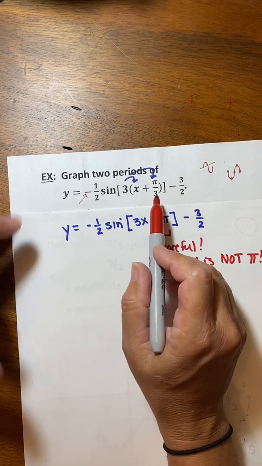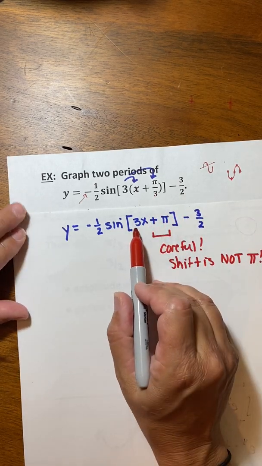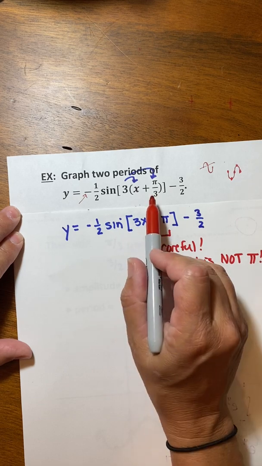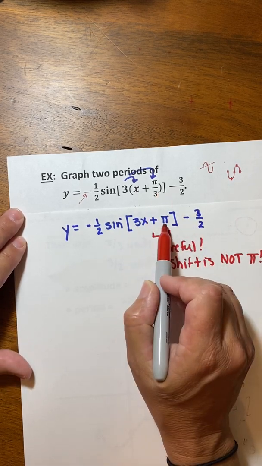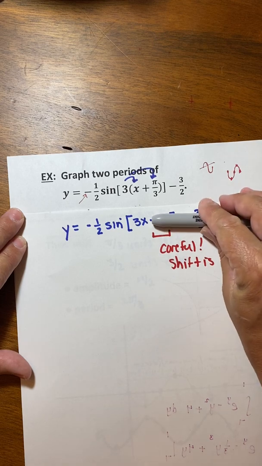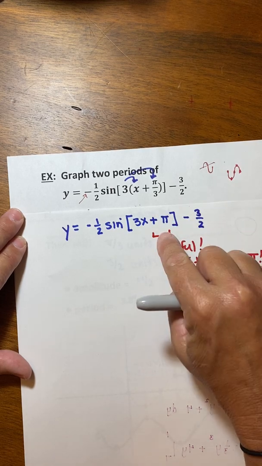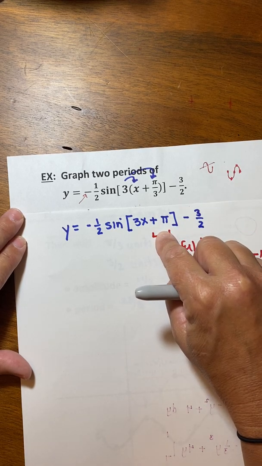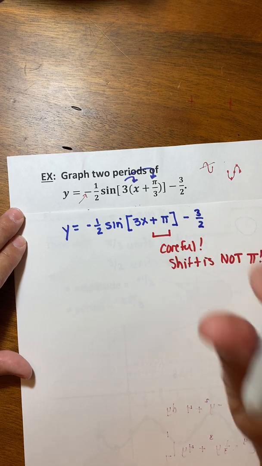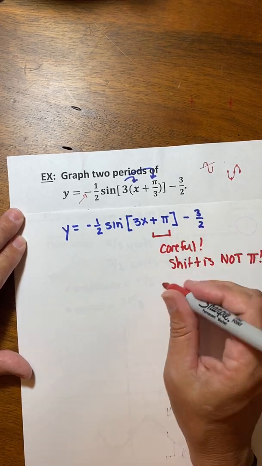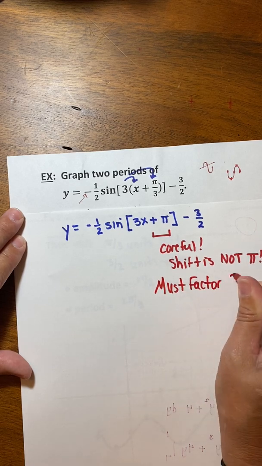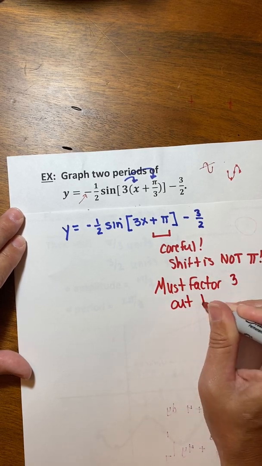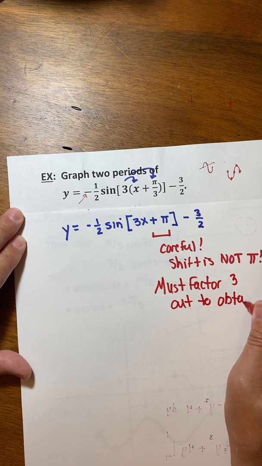The shift is only determined if we pull the coefficient of x out front, and then what's left inside the factor, that would be the shift. If we graphed negative 1/2 sine of 3x and then shifted it pi units, it would not give us the correct curve. So you must factor the 3 to obtain the correct shift.